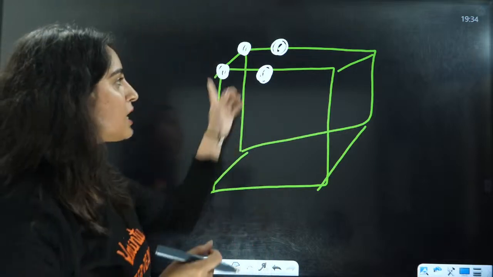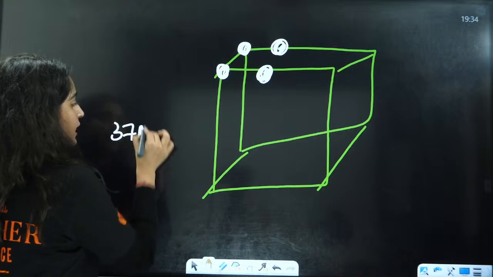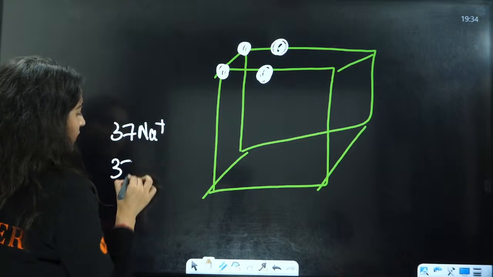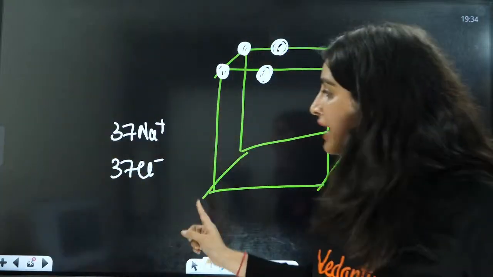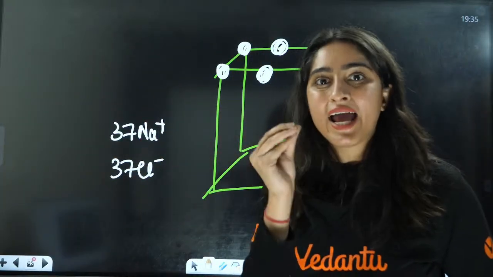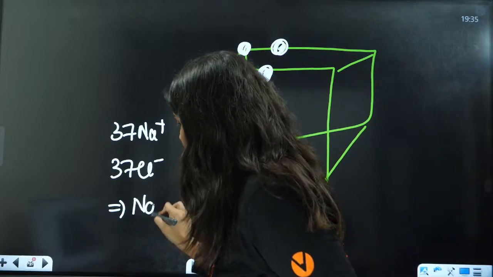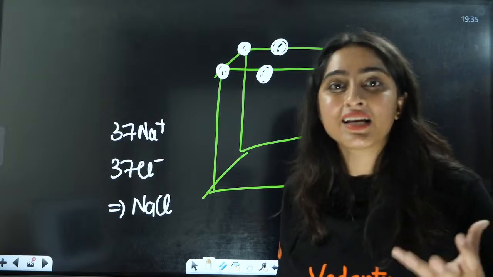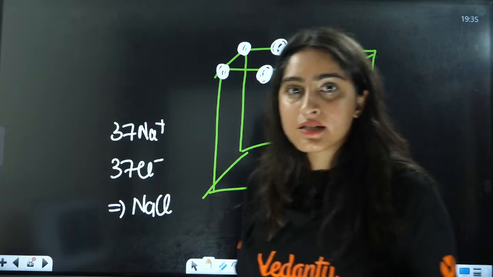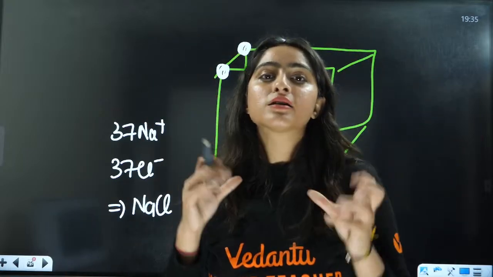For example, if I say this whole structure has 37 Na positive and 37 Cl negative, I can say that for every one Na positive, I have one Cl negative. That means the formula will be NaCl, right? That is for ionic lattices. They are not directly bonded to each other. They exist as a lattice structure.